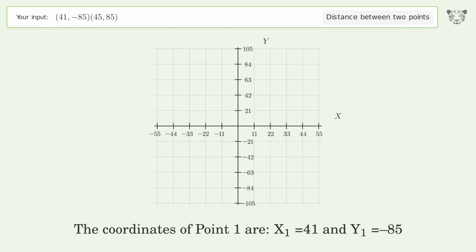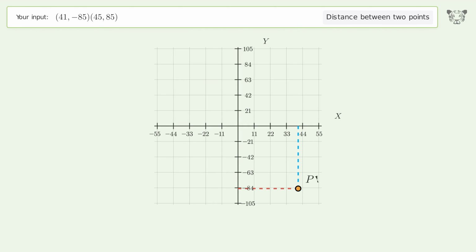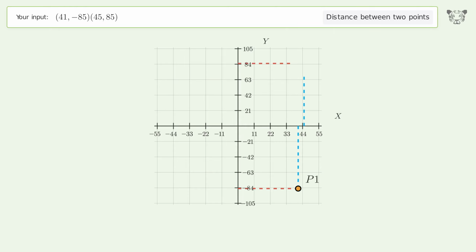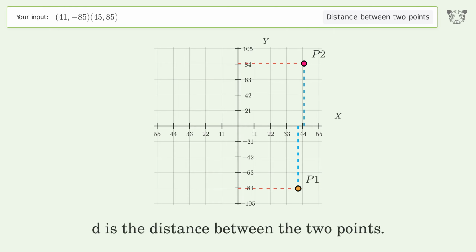The coordinates of point 1 are x1 equals 41 and y1 equals negative 85. The coordinates of point 2 are x2 equals 45 and y2 equals 85. D is the distance between the 2 points.